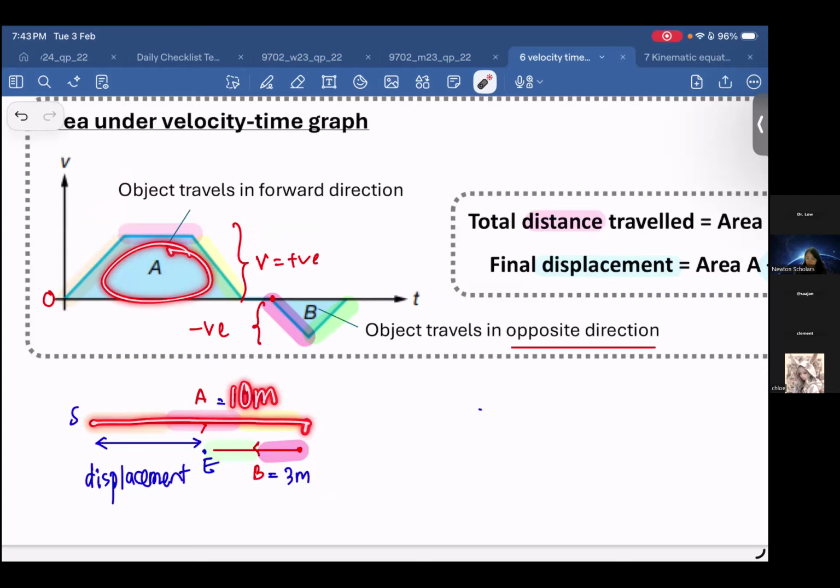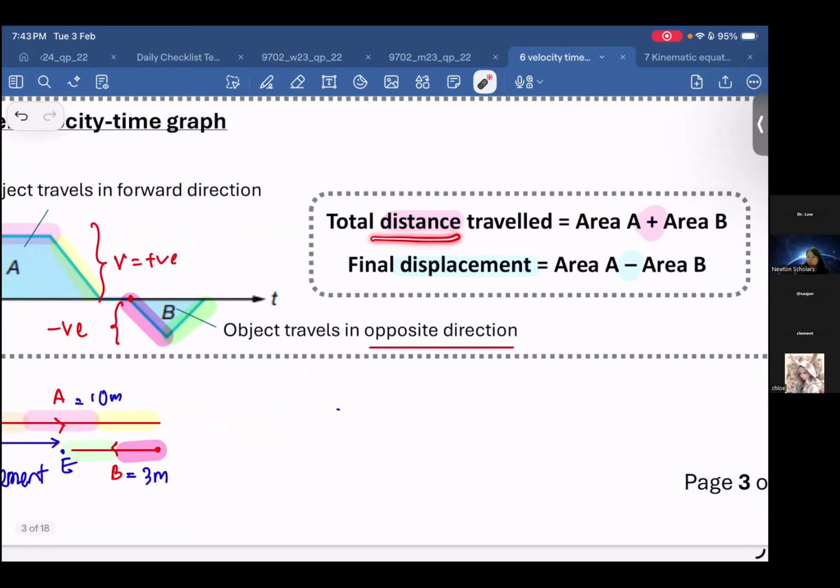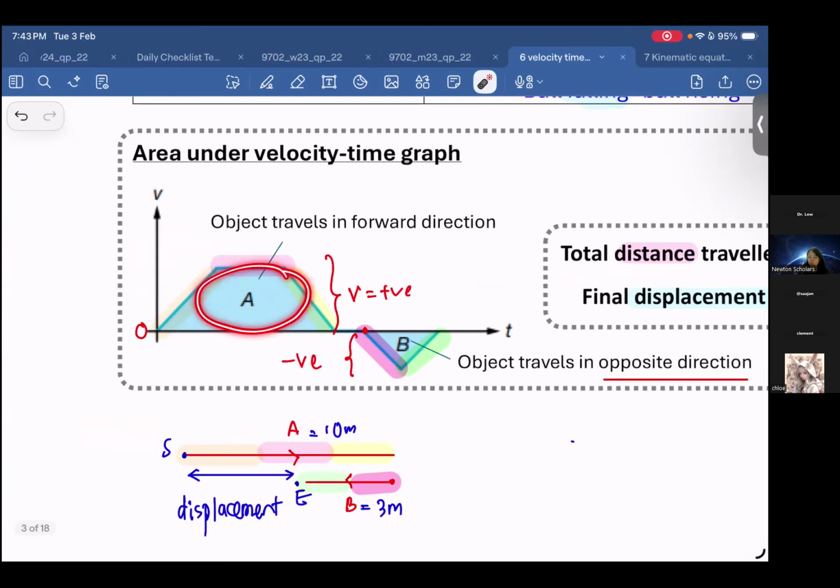So from here, let's say I go back, and this area is 3 meters. What is my total distance? I just use 10 meters plus 3 meters, so my total distance is 13 meters. So how are we going to find the distance? We use area A plus area B, the total distance traveled by the object.